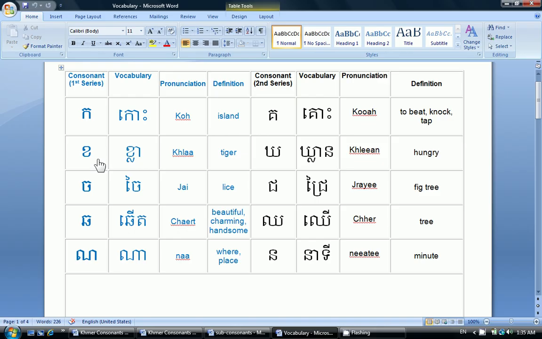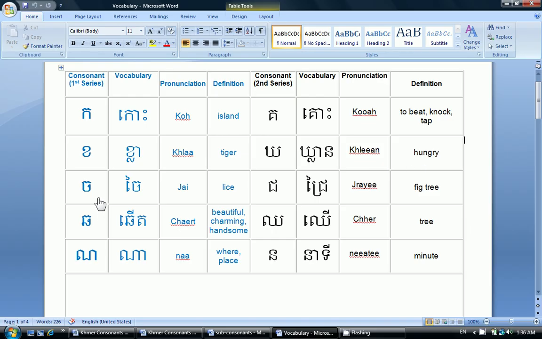Now, kho's counterpart is kho in the second series. Okay, so kho with the subscript law or subconsonant law, claw, because this is the second series consonant. So a here becomes the ear. So kho with law, claw, clear, which means hungry.